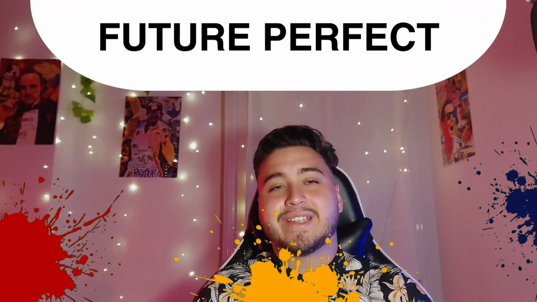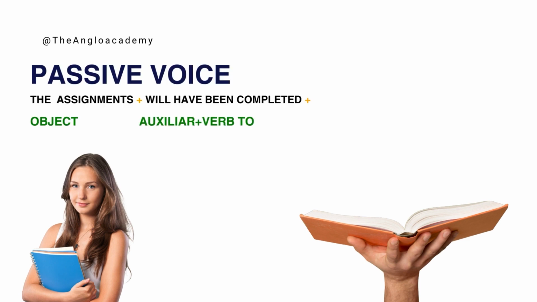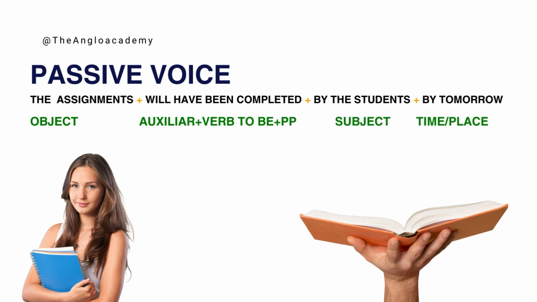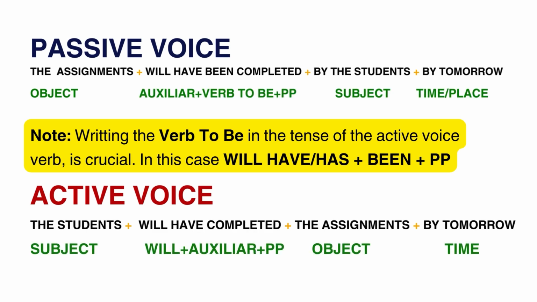Future perfect tense: Students will have completed the assignment by tomorrow. Perfect. The passive of this one will be: The assignment will have been completed by the students by tomorrow. As you see, we only use will have been for the verb to be and completed for the past participle. This tense is not commonly used. We don't commonly use future in passive voice, and the future perfect is less common.